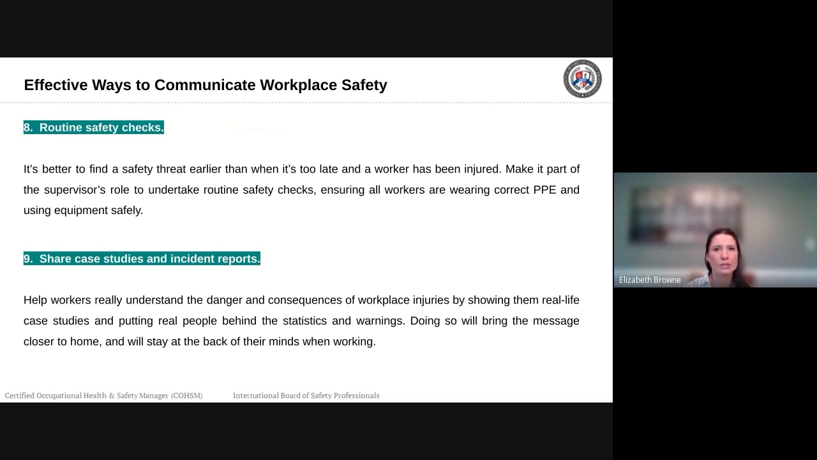And then at your safety meetings, or however you want to communicate this, having either you as a manager, or I've seen this be effectively done by employees themselves, sharing a case study or an incident report, bringing a personal side and a personal message along with a real life experience can really help bring that message closer to home and bring employees' minds back to the importance of safety while they work.